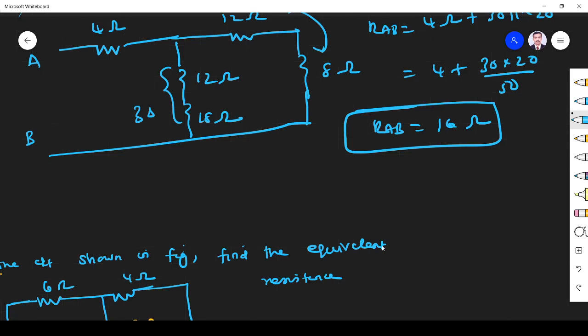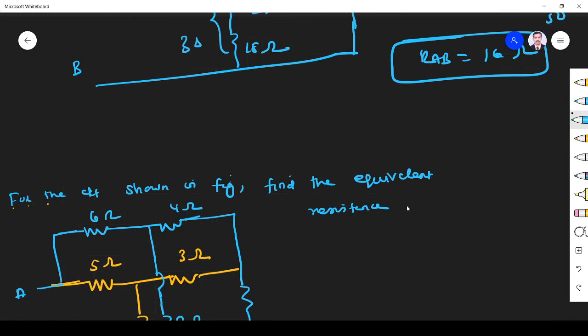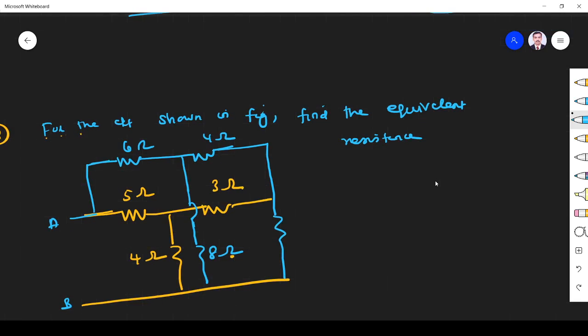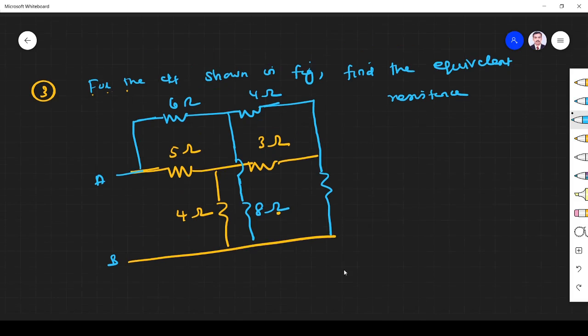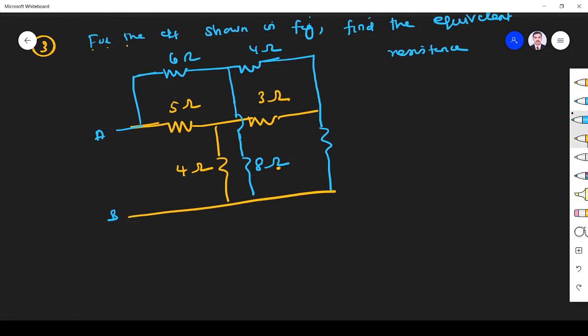Okay. So two problems we are seeing for delta to star. Here we see star to delta, how the question may be. Here you see, for the network shown in figure, find the equivalent resistance. So here they have two star networks in parallel connection, right? So let us see, first we can split this into two networks. How? That's why I have drawn it in two different ways.